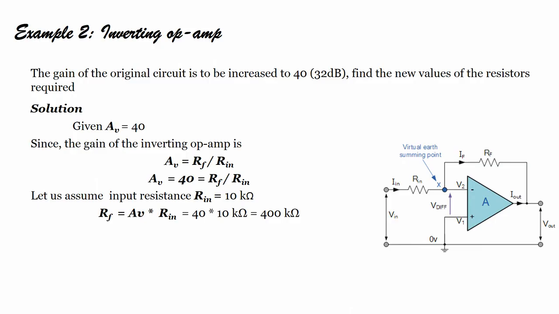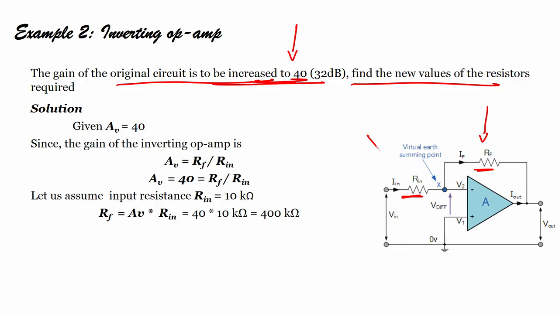So, for the inverting amplifier, the gain of the original circuit is to be increased by 40 dB. Find the values of resistors. See, we are not given the values of resistors. Now, what is given? That we have to increase the gain to 40 dB. So, what will be the values of these resistors? That is the question.